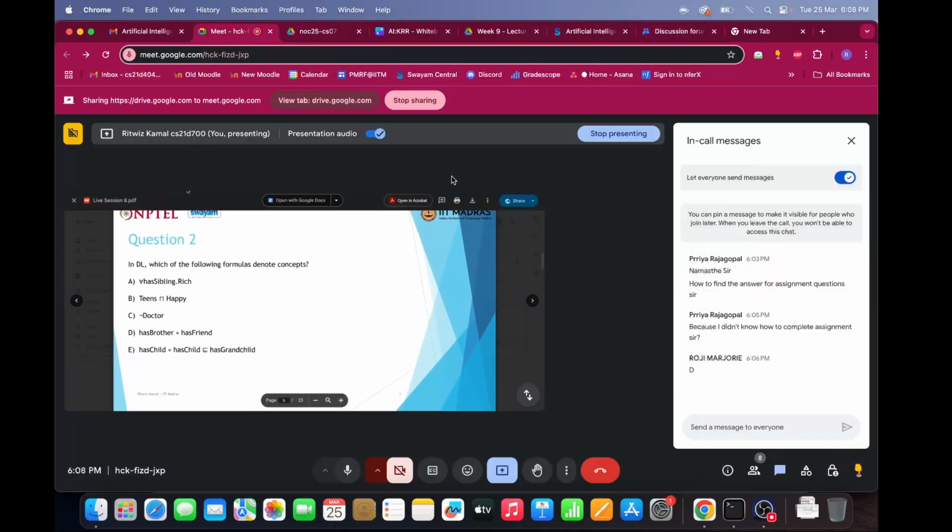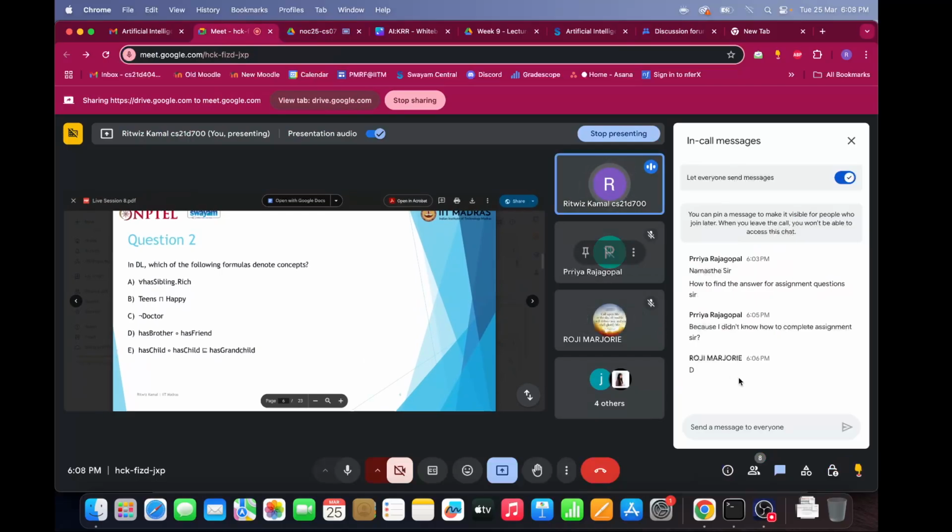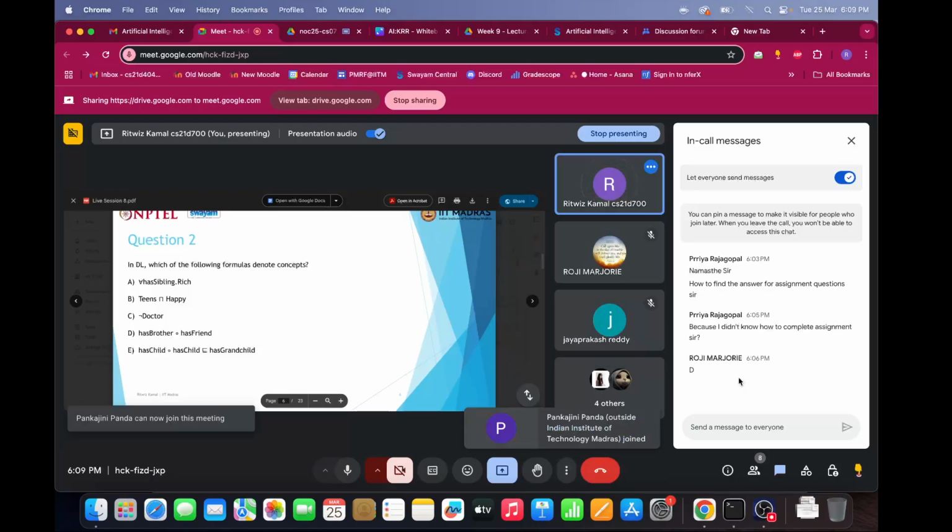Okay, coming back to the question. Any partial solutions, any guesses on which of these will denote concepts? So I'll give you a hint. Whenever there is a subsumption, that is a giveaway that it has something to do with a role, not a concept.